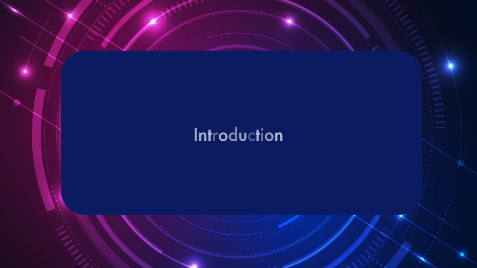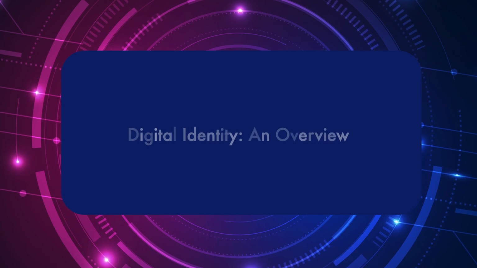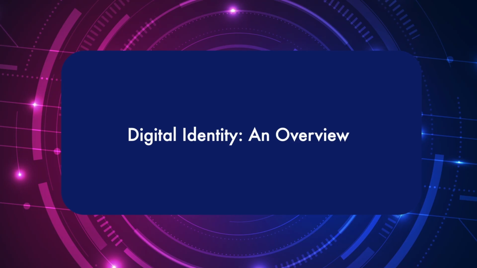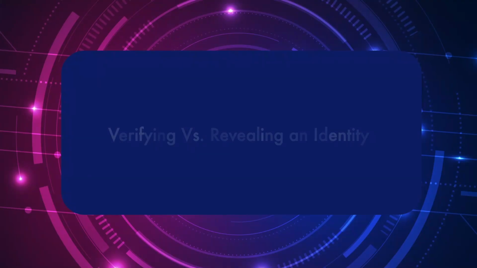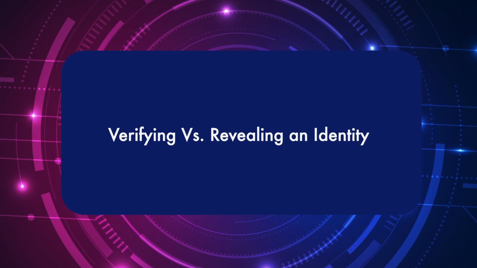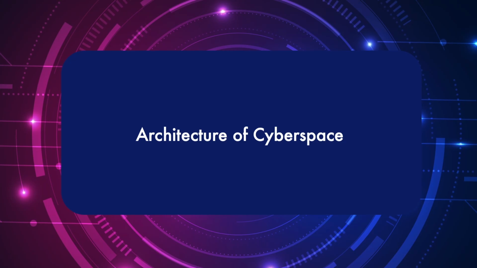In this I will give the introduction, then we will go on to differentiate between real space versus cyberspace, then we will see what exactly is the digital identity, and then we will take an overview of it. And then again we will be differentiating between two kinds of identities, like how to verify the identity and how to reveal or authenticate the identity. And in this session, the last part would be the architecture of space. How does the architecture exist in a cyberspace? So, now we are starting with the introduction part.